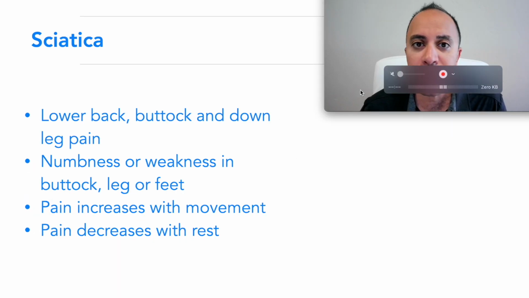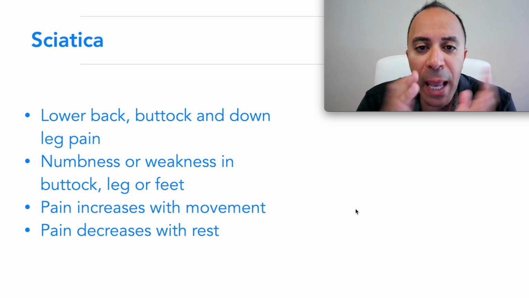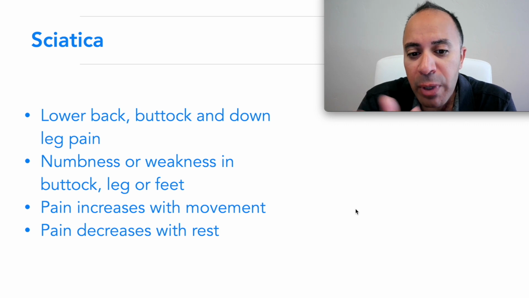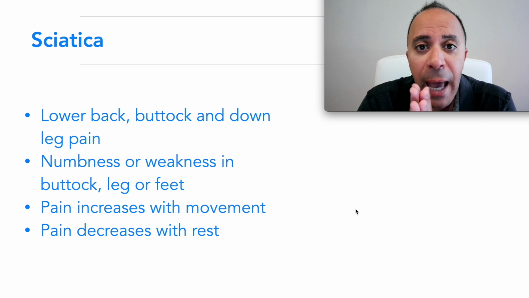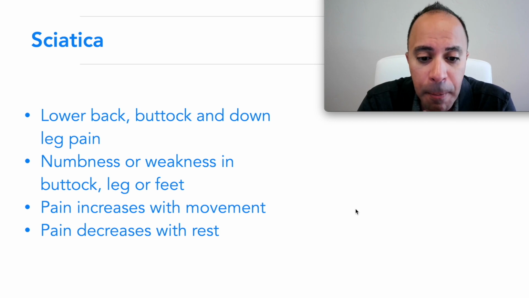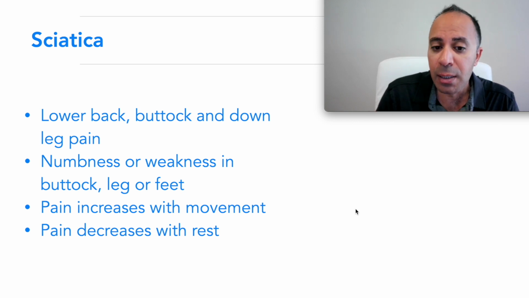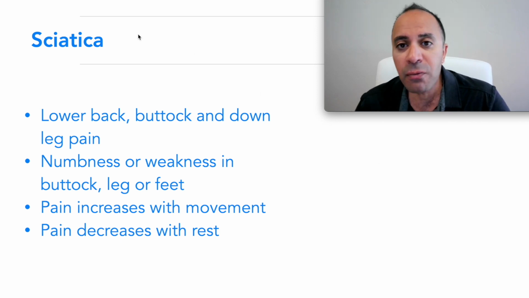So first, what is sciatica? Typically you start to experience pain in the lower back and the buttock area, and sometimes radiating pain going down your legs. Some of the symptoms could be numbness and tingling in your legs, and you might also experience some weakness. The pain usually increases with movement and decreases with rest. That's very common with sciatica.